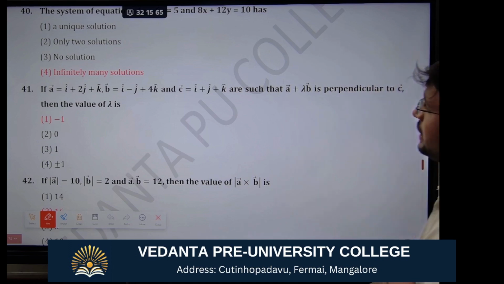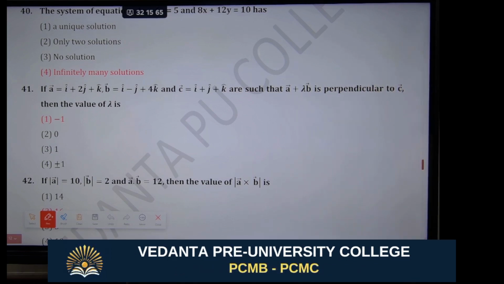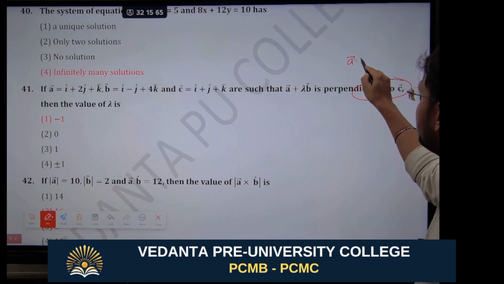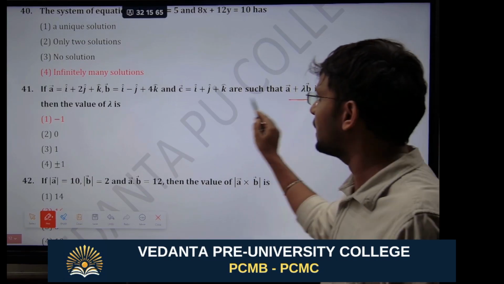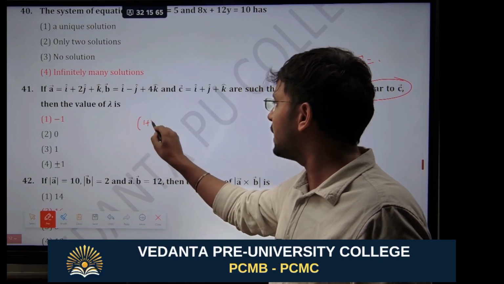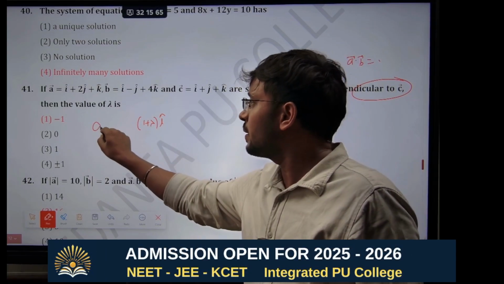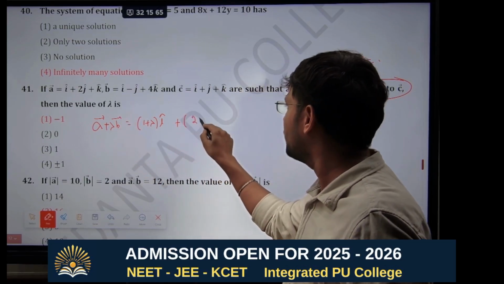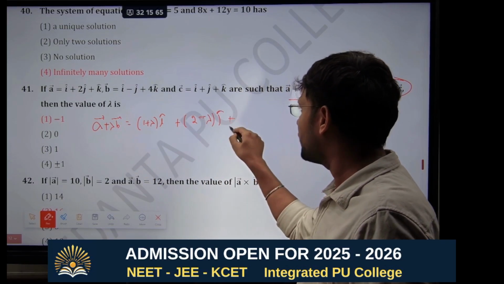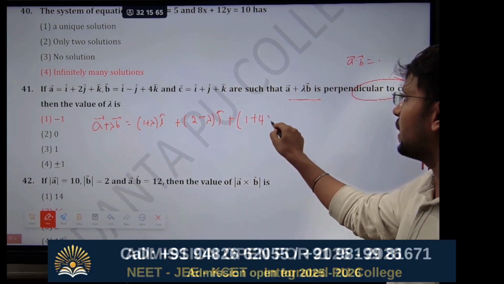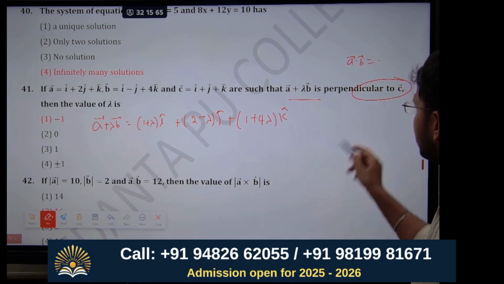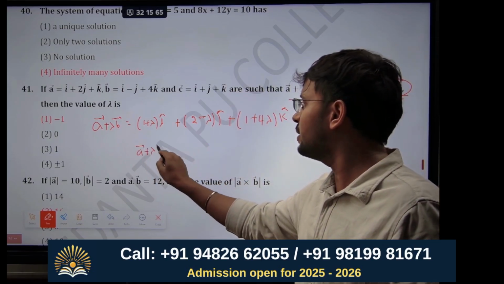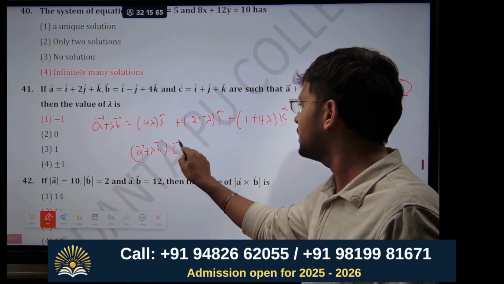Now here given A and B and C vector, A plus lambda B is perpendicular to C. If two vectors are perpendicular, dot product will be 0. So what is A plus lambda B? I coefficient 1 plus lambda I, plus 2 minus lambda J, plus 1 plus 4 lambda K. And since it is perpendicular to C, so dot product, A plus lambda B dot C will be 0.